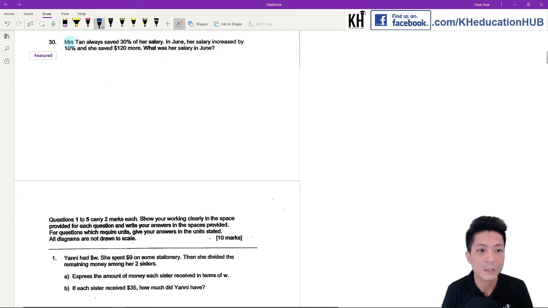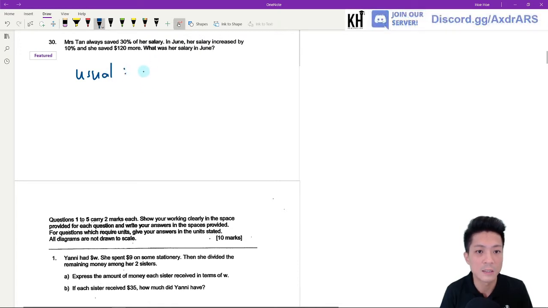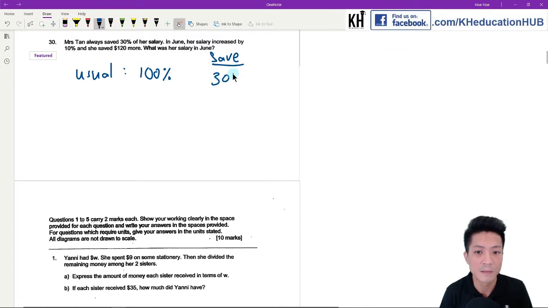Question 30. Mrs. Tan always saved 30% of her salary. In June, her salary increased by 10% and she saved $120 more. What was her salary in June? So let's write down some info. Usually, let her salary be equal to 100%, so she will save 30%.